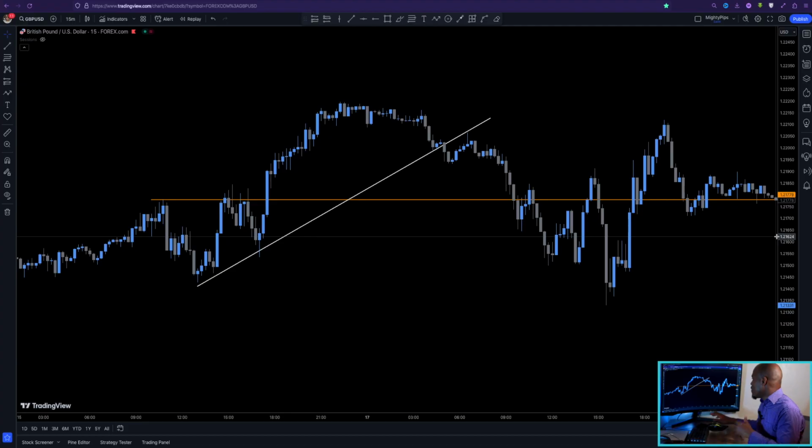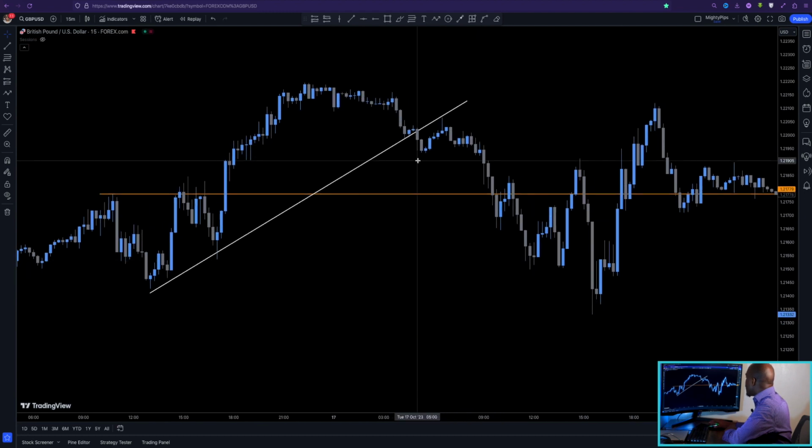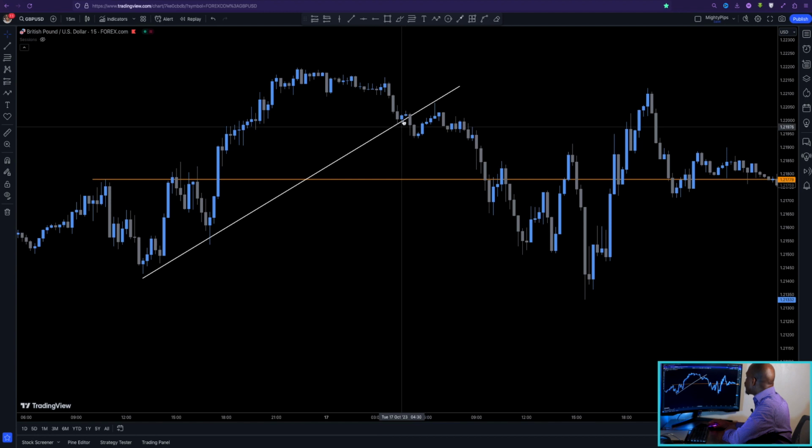Let's push on, guys. So here on the 15 minutes chart, we see that the market broke the trend line here. Okay, but remember, you don't trade when it breaks the trend line. You wait for it in this case to create a low. This is the first low after the break of the trend line. This is the first low here.